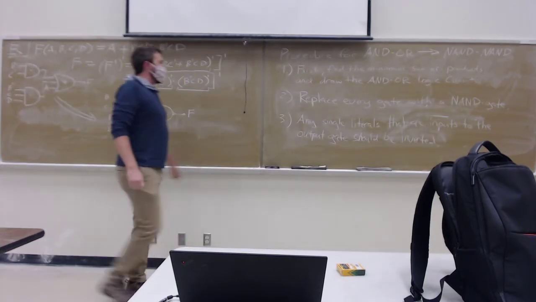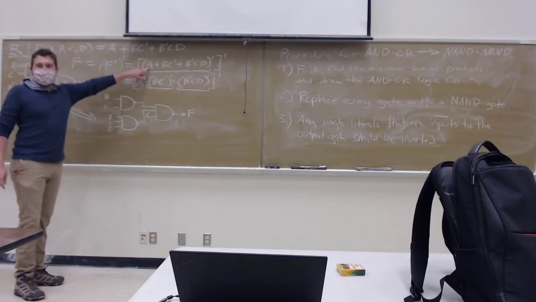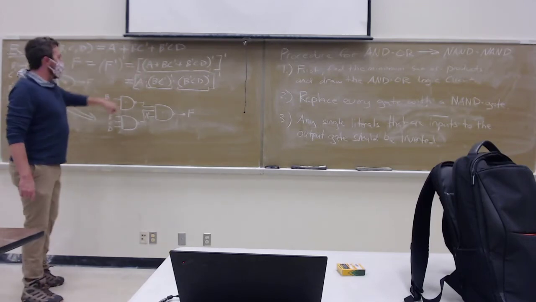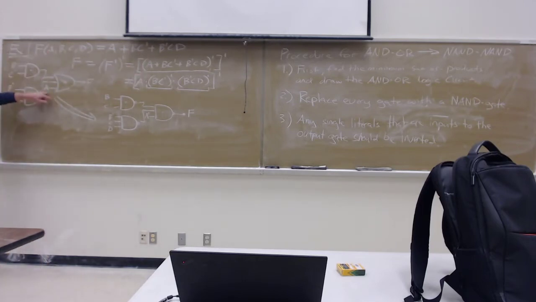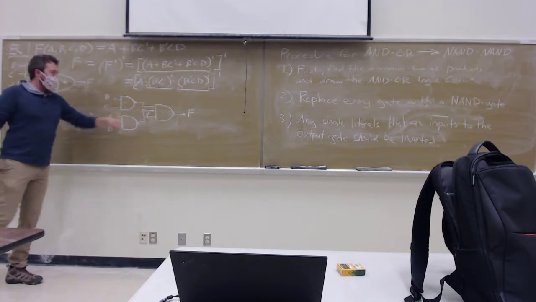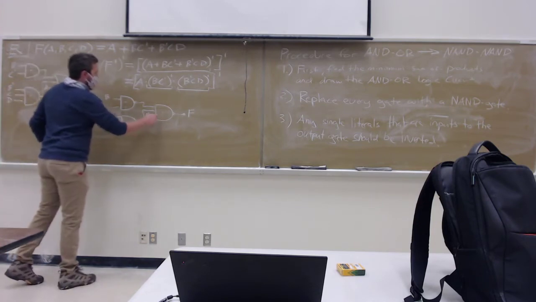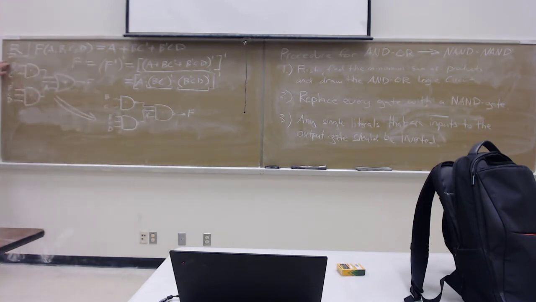Any single literals, by that we mean just a variable by itself, that is an input to the output gate, right? So any single literal that's an input to the very last gate before the output should be inverted. So A became A prime on the input of the output gate, but everything else stayed the same, right? B and C prime stayed, B prime and C and D stayed.